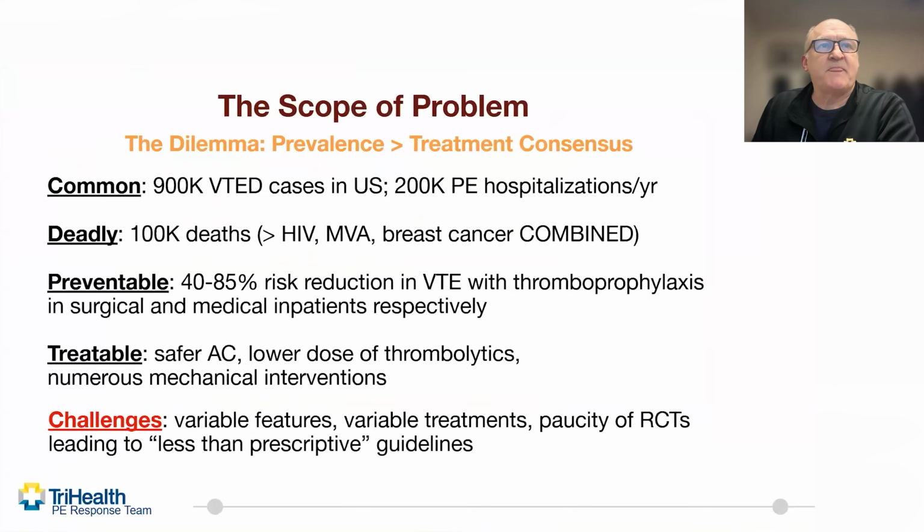Next slide. So for starters, I just wanted to quickly remind you of the scope of the problem. There are nearly 1 million venous thrombi cases in the US a year, responsible for at least 200,000 hospitalizations. And I always continue to be amazed when I present the statistics that more people die of PE than HIV, car accidents, and breast cancer combined. And 1/3 of the PEs are related to either recent or current inpatient stays.